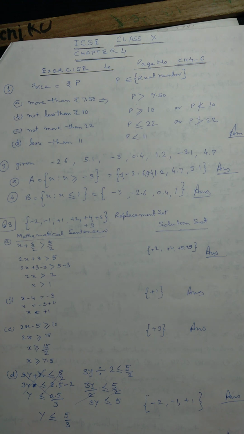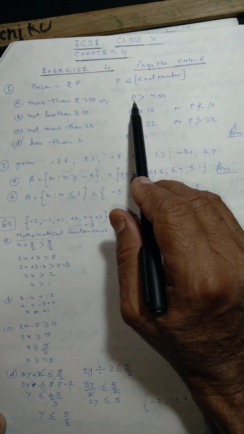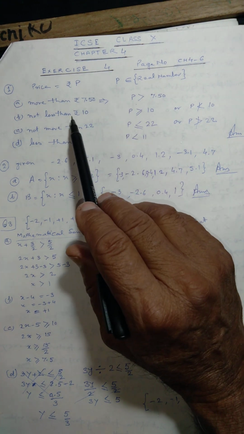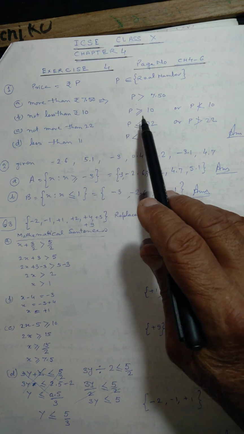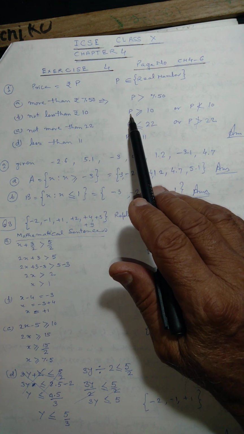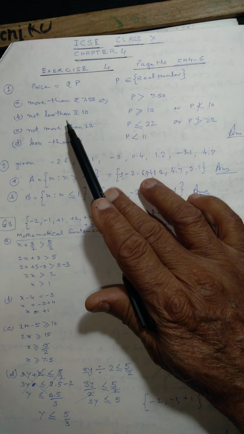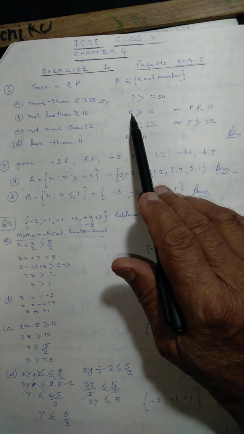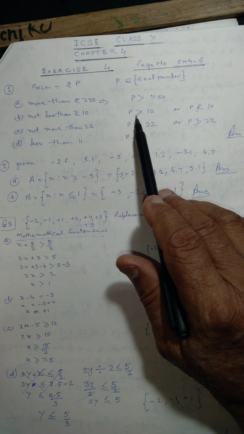More than rupees 7.50. You see, more than 7.50, I have expressed it here. P is greater than 7.50. Now, not less than rupees 10 means P is greater than or equal to 10. Not less than rupees 10, it can be expressed like this. The sign of inequality is greater than or equal to 10.